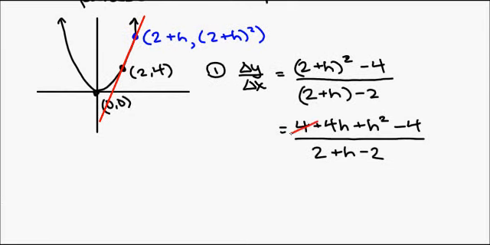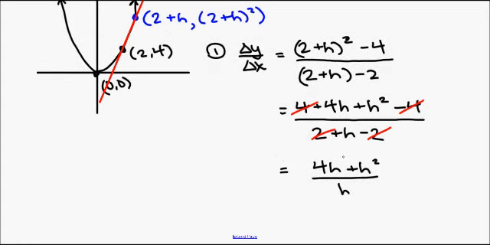Okay. These cancel, so do these. So I have 4h plus h squared all over h. The last thing I can cancel, there's an h common to all of these terms. So I really am just left with 4 plus h. This is my slope of the secant line.